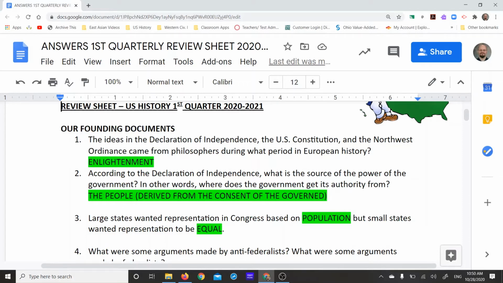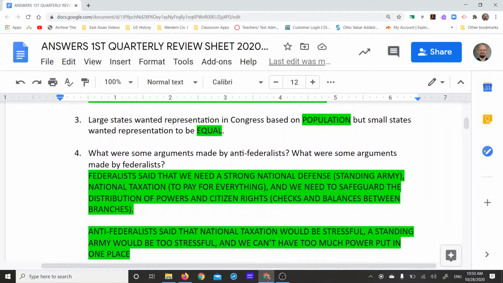What were some arguments made by the Anti-Federalists? What were some arguments made by the Federalists? Anti-Federalists were people who were against the Constitution. Federalists were people who were for the Constitution. And here's some of the arguments that they made. The Federalists said that we need a strong national defense, a standing army, national taxation to pay for everything. We need to safeguard the distributions of power and citizens' rights, and that would be done through checks and balances between the branches.